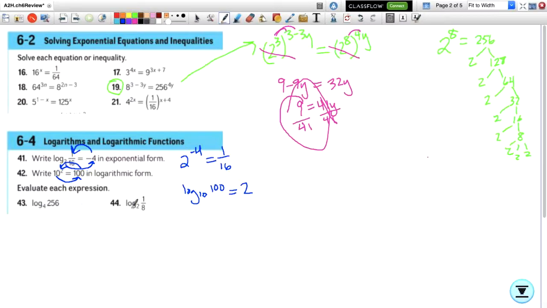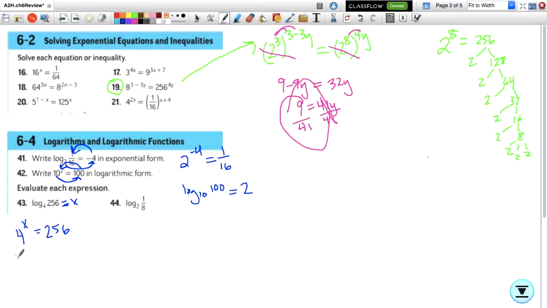Lastly, let's take a look at these. We'll just do 43. So when you were asked to evaluate back when, you did not use common logs. This was before we learned about the common log. So we said set it equal to x and then rewrite it in exponential form. So we'd have 4 to the what power equals 256.